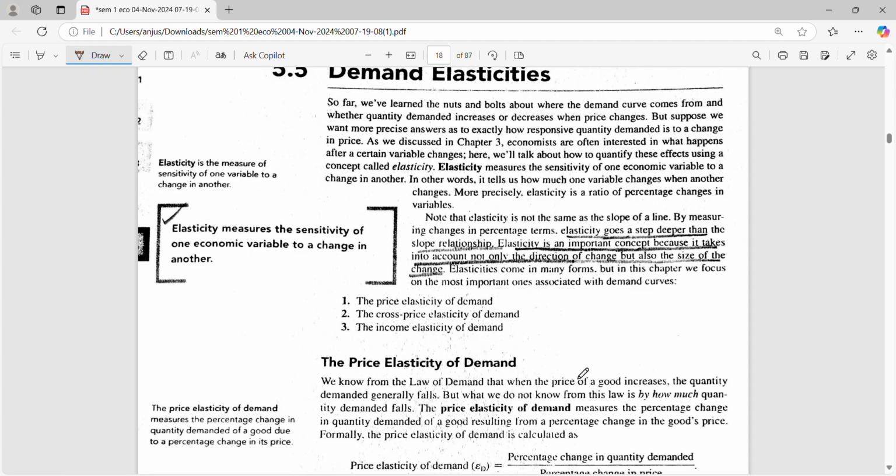Elasticity measures the sensitivity of one economic variable to a change in another. That is, when the price is decreased by 2%, how much percent change is there in the quantity demanded. It is the ratio between percentage changes in variables, so the direction and size of change is taken into account. Demand elasticity is the percentage change in demand for a commodity with respect to percentage change in any of the factors affecting demand for the commodity.